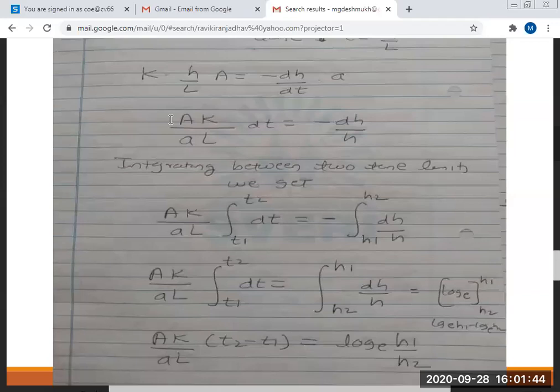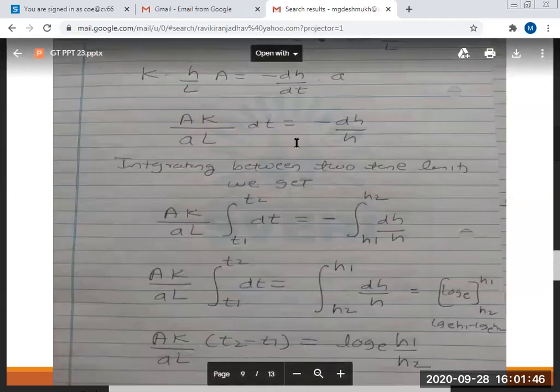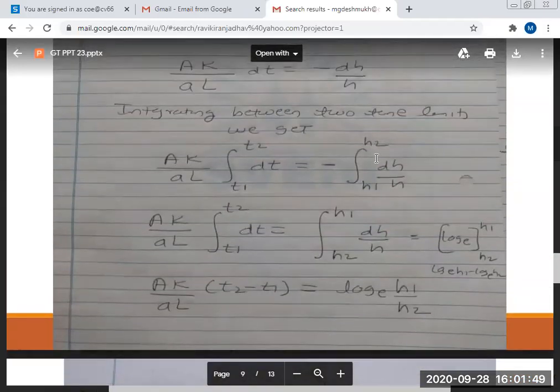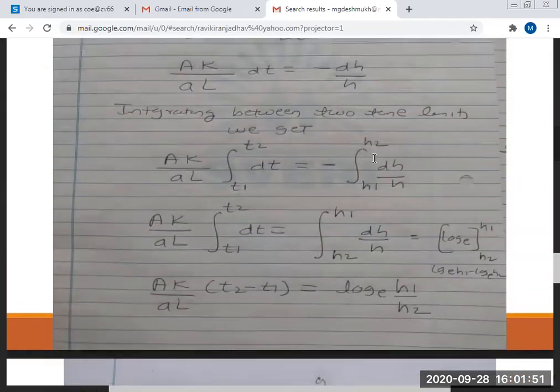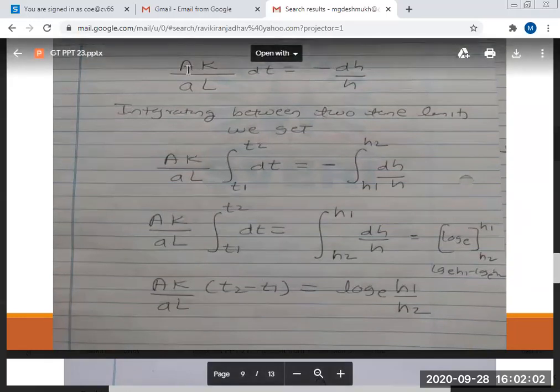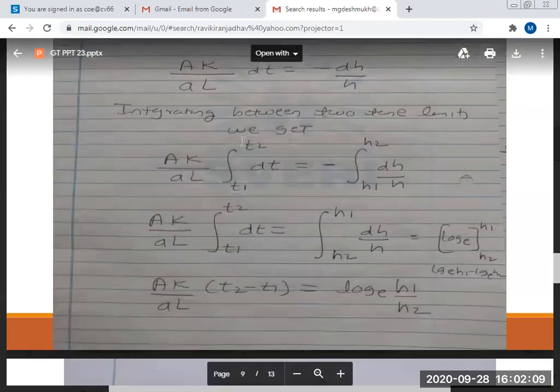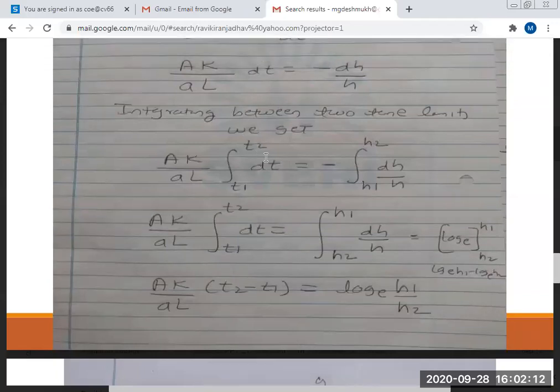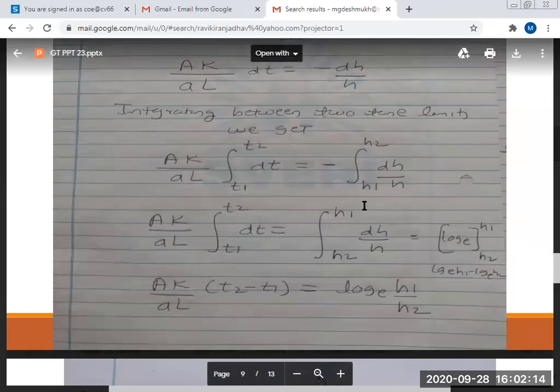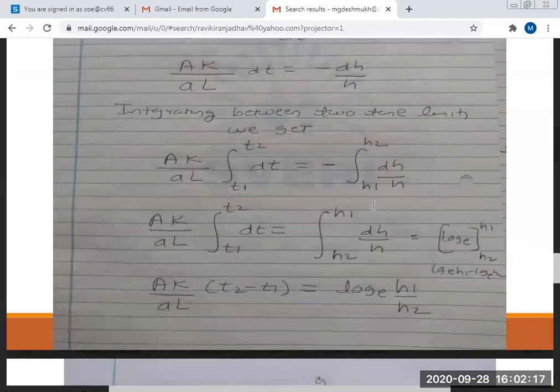ये सारे dt के साथ LHS में लाओ और RHS में minus dh by h. Now this is the function of t, this is the function of h. So integrating both between two time limits. तो यहाँ पर with respect to t करने से ये K, a, L सभी constant हैं, you take outside. dt is taken from t1 to t2, initial time was t1 and then t2. Minus dh by h is integrated from h1 to h2 because the starting height was h1 and then it is h2.